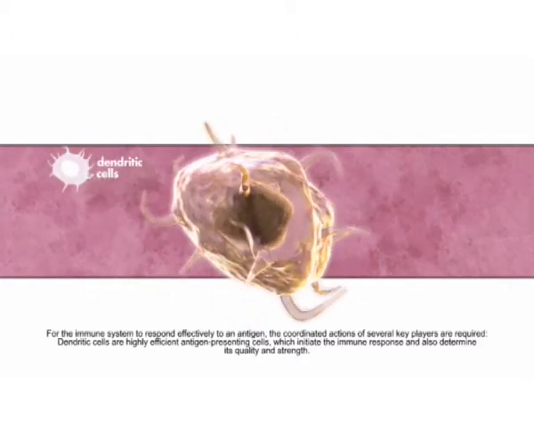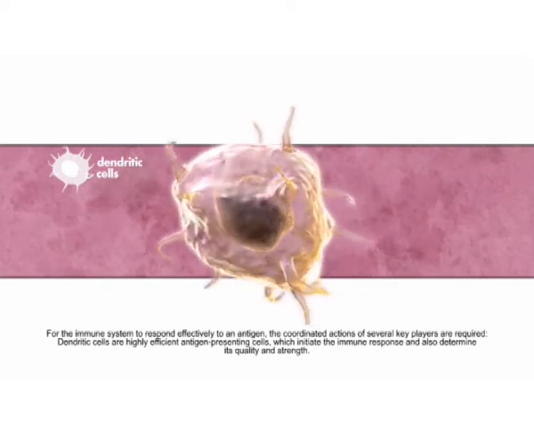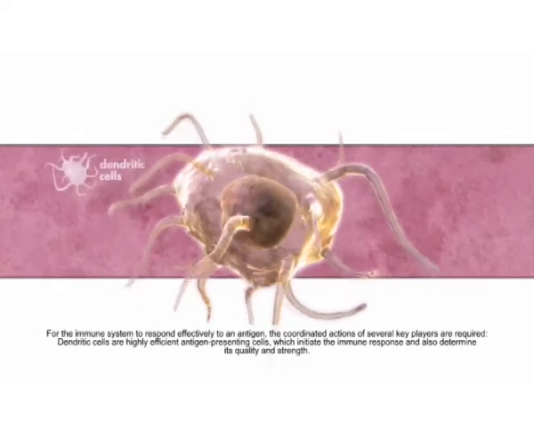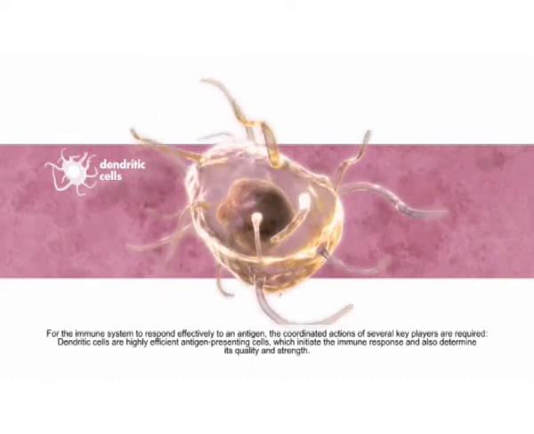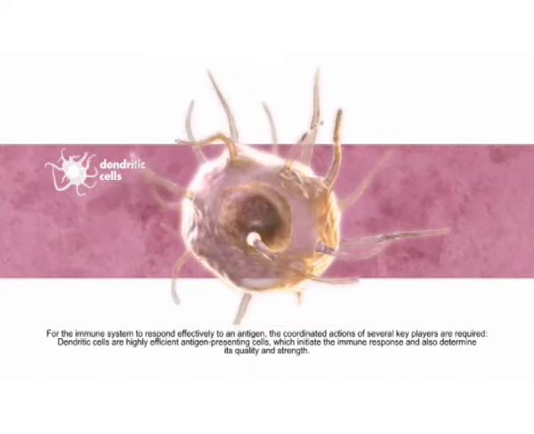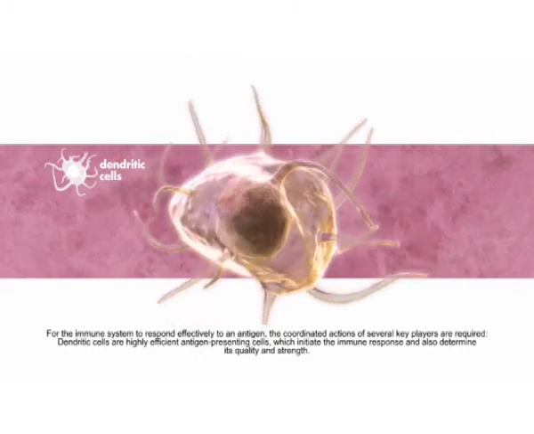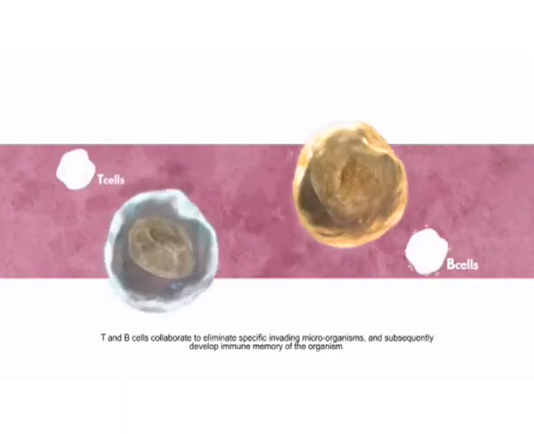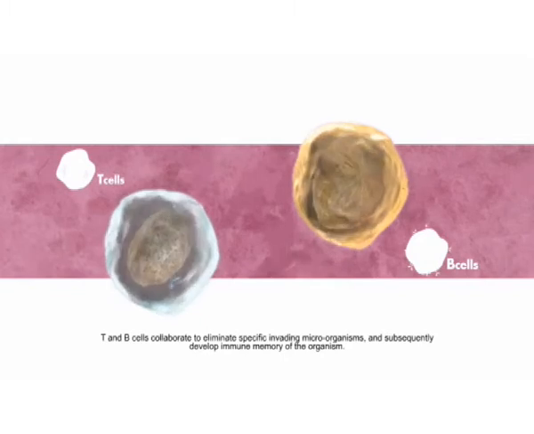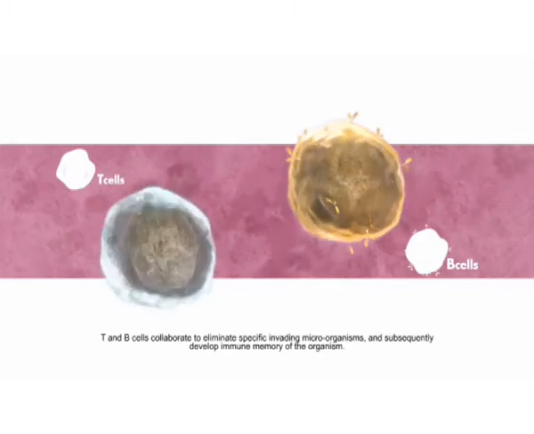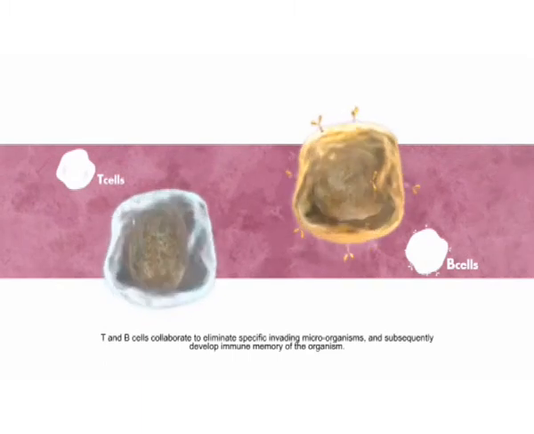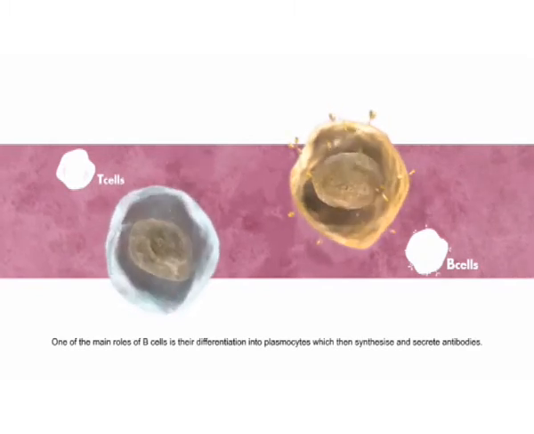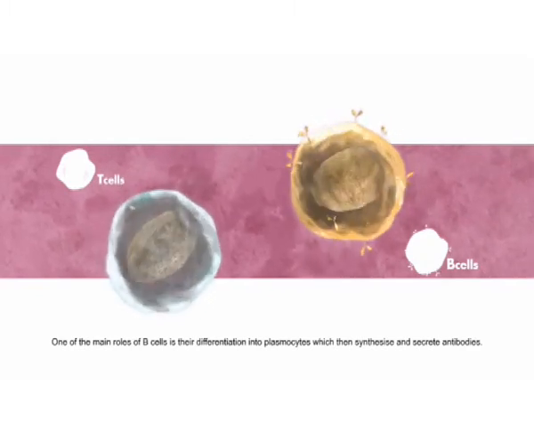For the immune system to respond effectively to an antigen, the coordinated actions of several key players are required. Dendritic cells are highly efficient antigen-presenting cells which initiate the immune response and also determine its quality and strength. T and B cells collaborate to eliminate specific invading microorganisms and subsequently develop immune memory of the organism. One of the main roles of B cells is their differentiation into plasmacytes, which then synthesize and secrete antibodies.